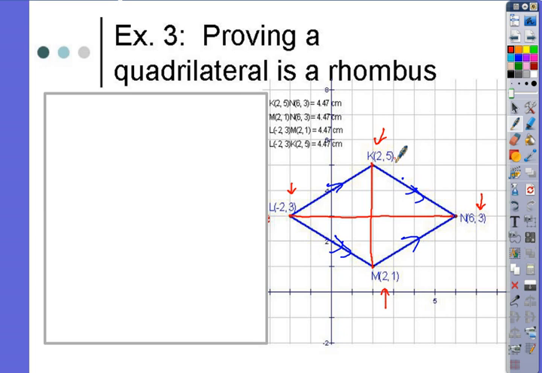That would work. What's the other strategy? That would work. That's good. What else could we do? Just to go directly show it's a rhombus. What's the definition of a rhombus?